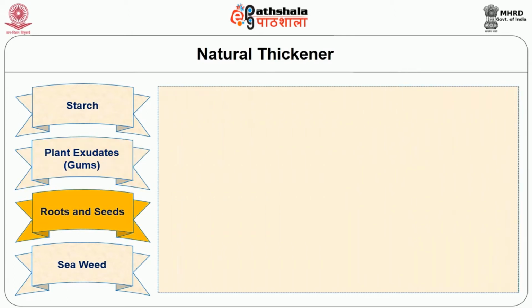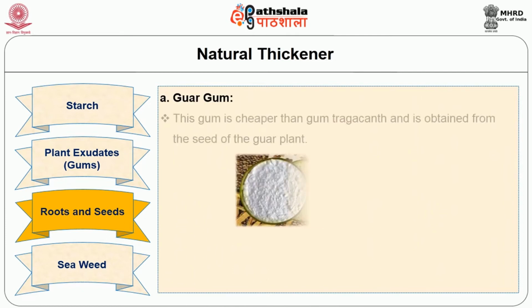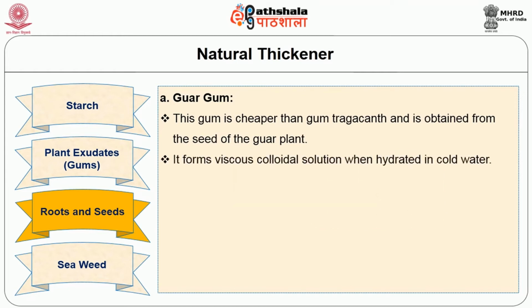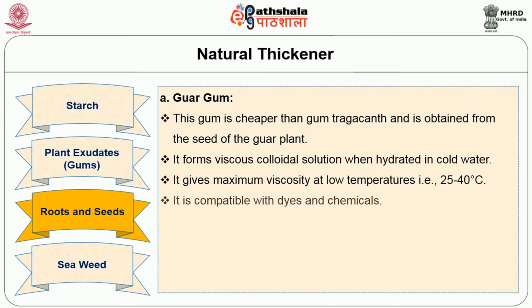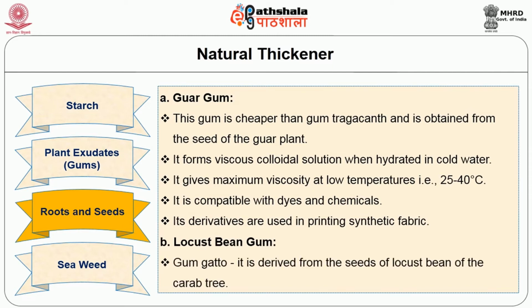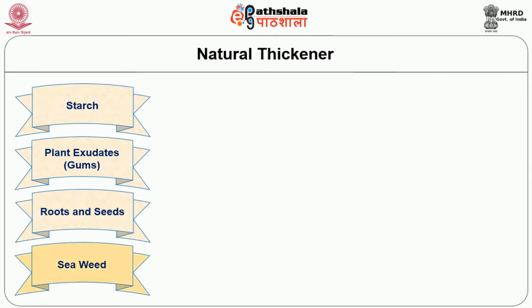The third one is the roots and seeds. Under that, guar gum. This gum is cheaper than gum tragacanth and is obtained from the seed of the guar plant. It forms viscous colloidal solution when hydrated in cold water. It gives maximum viscosity at low temperatures, that is 25 to 40 degrees centigrade. It is compatible with dyes and chemicals. Its derivatives are used in printing synthetic fabric. The next is locust bean gum. Gum Getavo. It is derived from the seeds of locust bean of the carob tree.